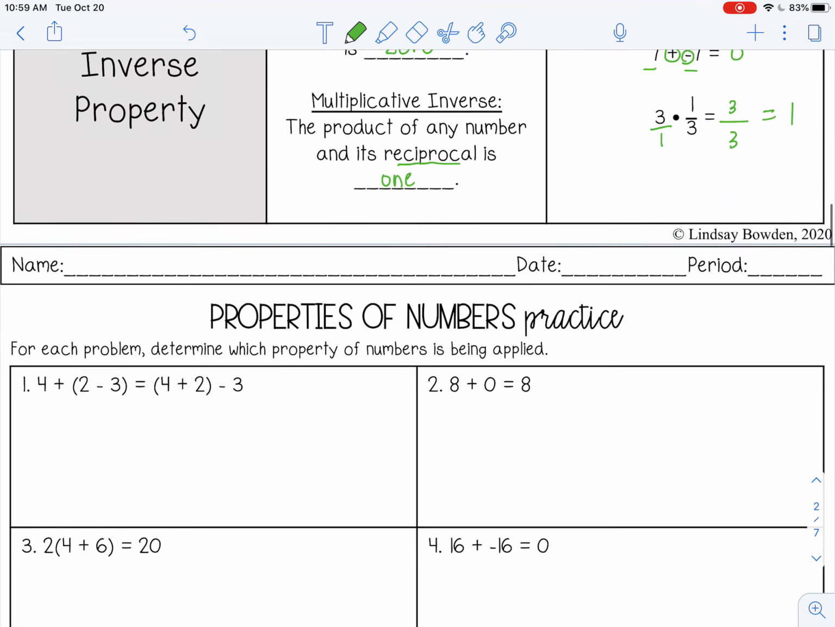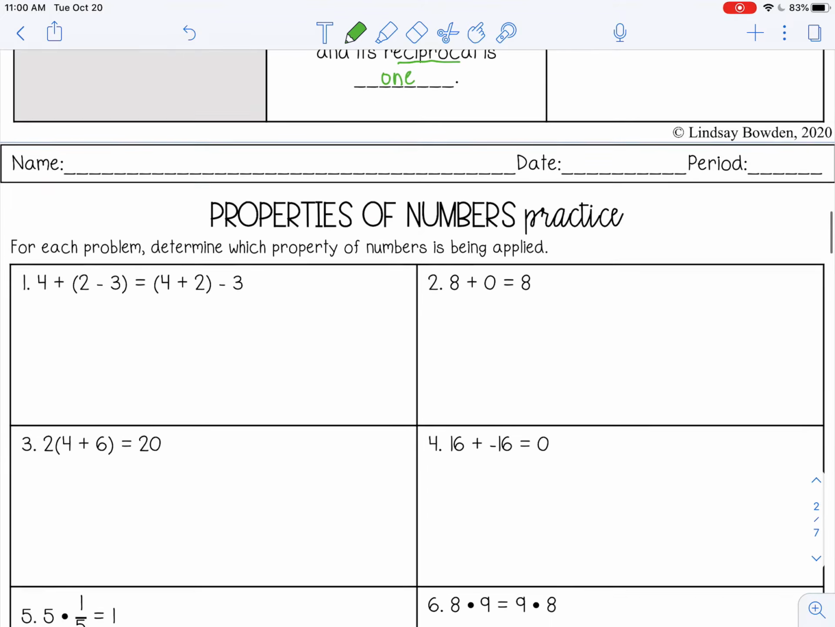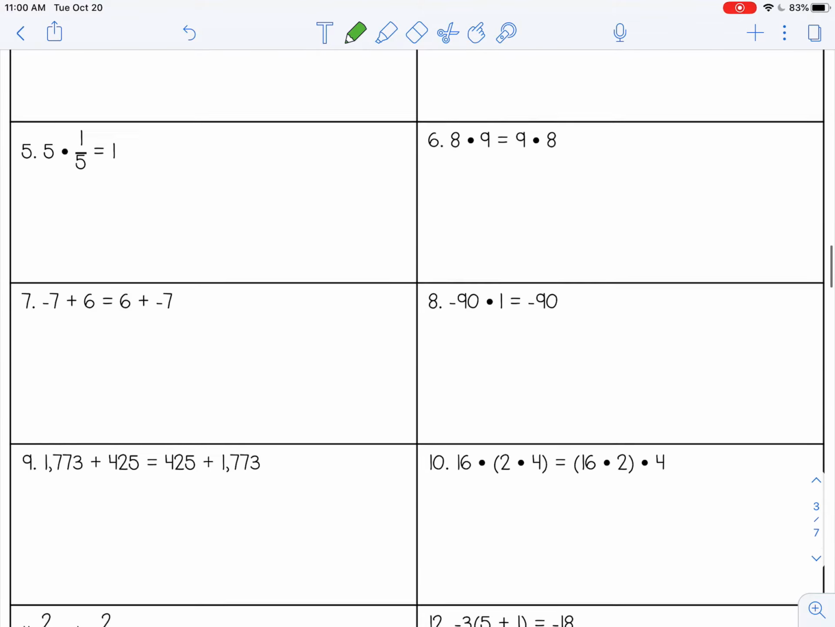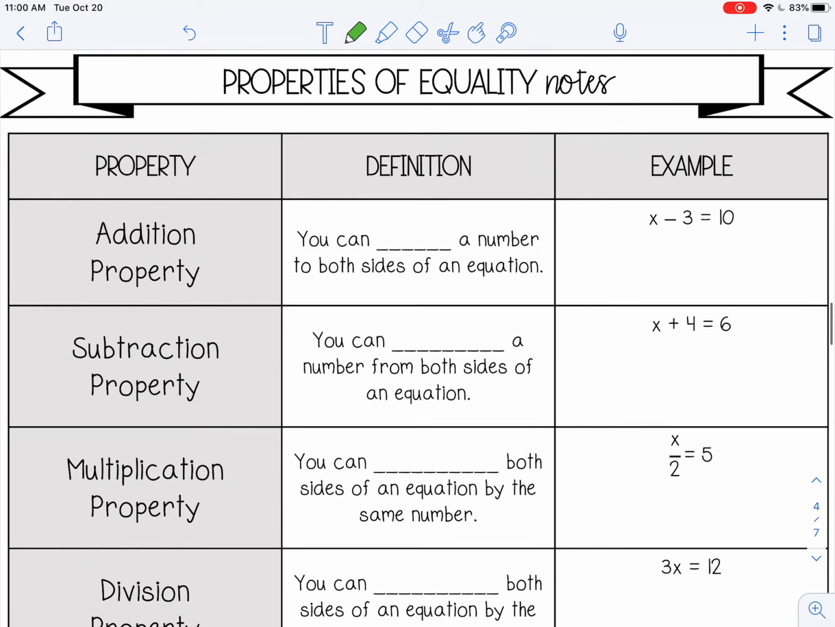Okay, go ahead and pause the video now and try the practice, and then we will pick back up with properties of equality. Okay, so you should have completed the practice. You can check the answers with your teacher. Let's move on to properties of equality.